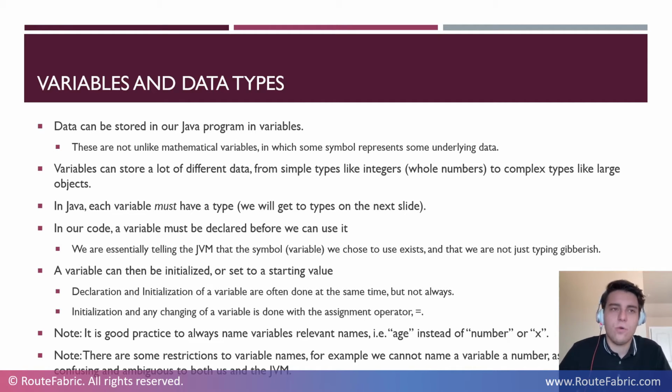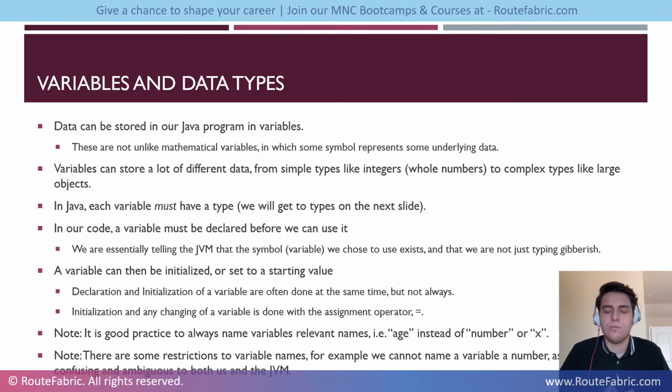In our code, in order to use a variable, we must first declare it. The reason we have to do this is we're basically telling the JVM, hey, this symbol, this word that we're going to use, exists. It's something that is real. If you were typing your program and you said, oh, hello equals 10, your program doesn't know what that means. It's going to say, hello, what is that? I've never seen that before. So we have to first declare a variable. You're telling your program, hey, this exists. So if I change it or use it later on, it's not something unknown.